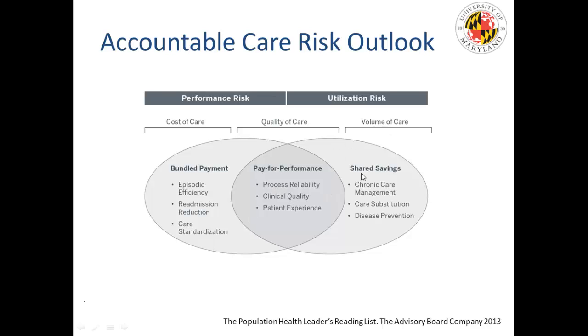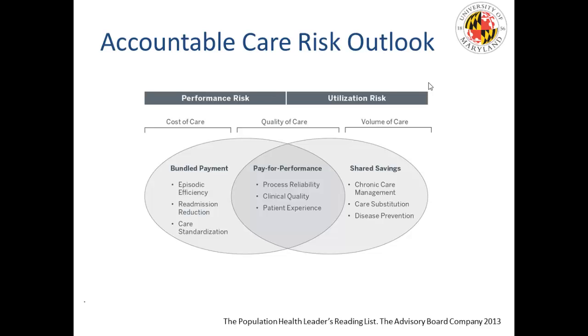And then over here, volume of care, again, shared savings. And so when we're talking about shared savings, we're talking about different partners working together and treating and caring for a patient over time, and reducing costs and tertiary conditions or need for surgery and so forth. And so chronic care management, care substitution, disease prevention are all focused on the volume aspect.